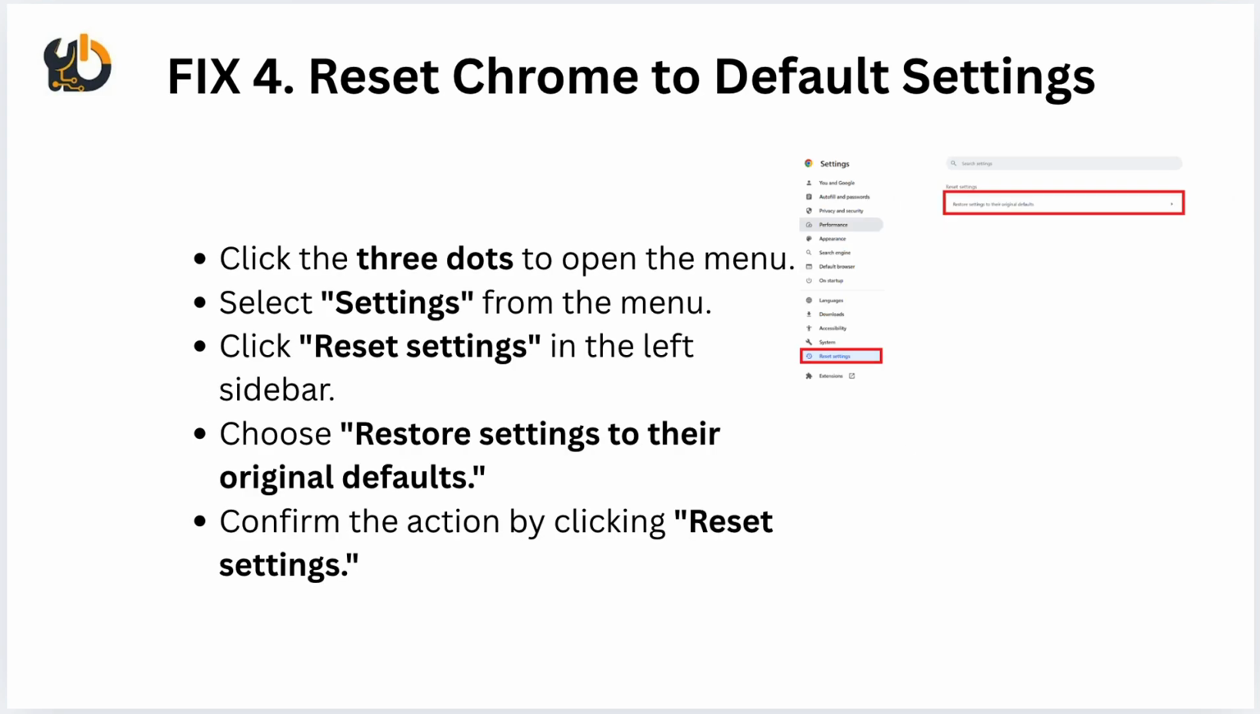Fourth fix is reset Chrome to default settings. Click the three dots to open the menu, then select settings from the menu. Click reset settings in the left sidebar, then choose restore settings to their original defaults. Confirm the action by clicking reset settings.